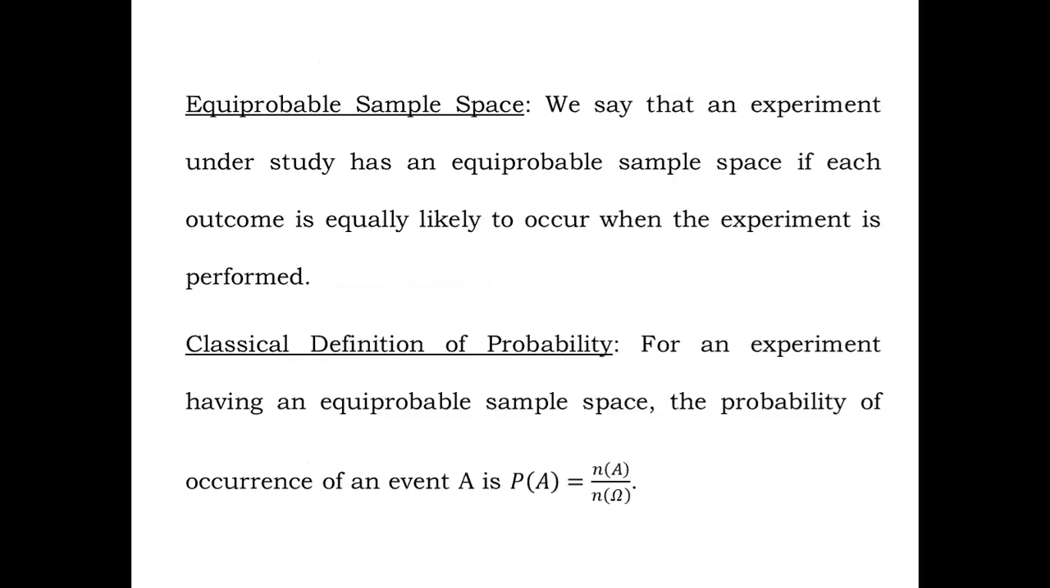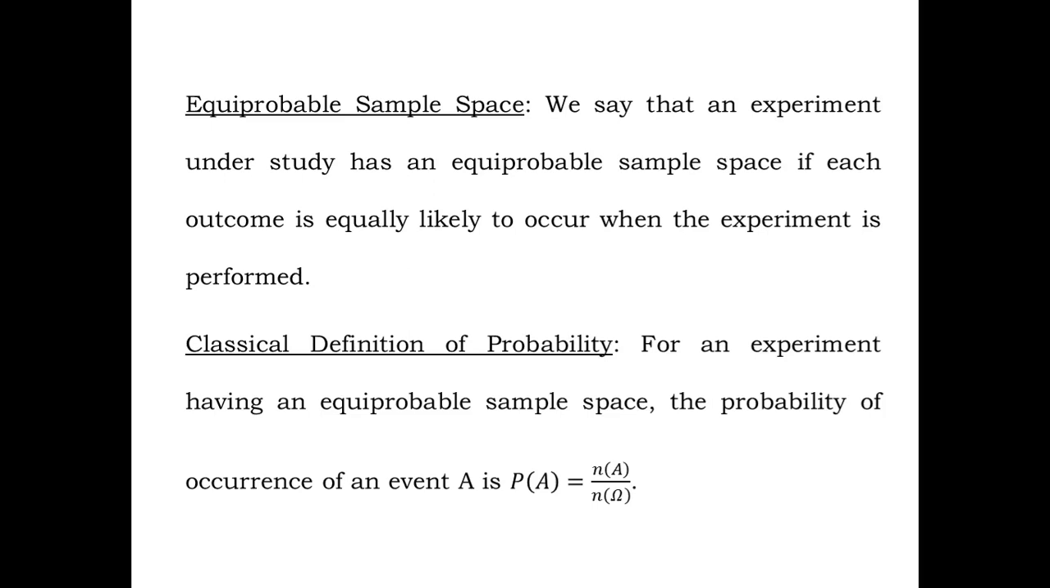Then equiprobable sample space. We say that if each outcome is equally likely to occur when the experiment is performed, then the sample space is an equiprobable sample space. There are very rare examples of experiments which have an equiprobable sample space. Ideal examples are tossing a fair coin: fair, unbiased, honest, true. So many different words are used before the word coin or die. That indirectly tells us that whatever the number of outcomes, each outcome is going to have the same chance of occurring when the experiment is performed.